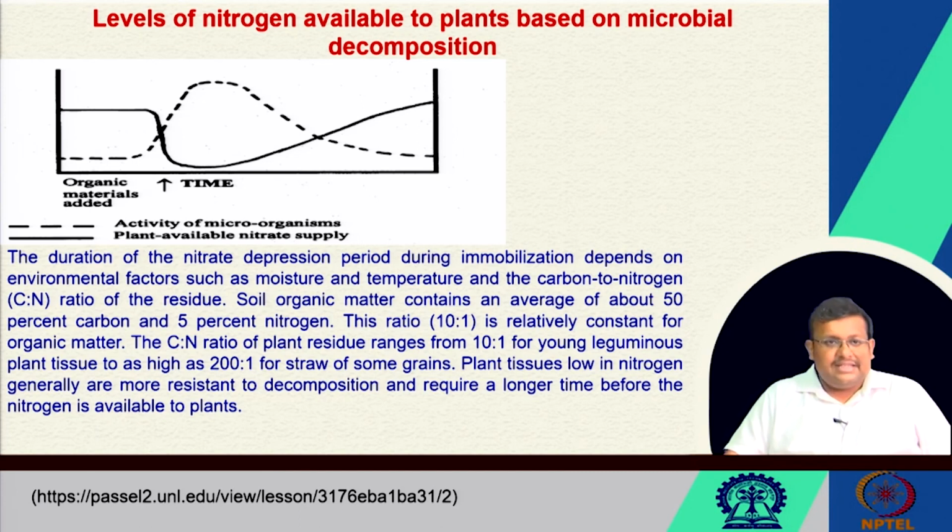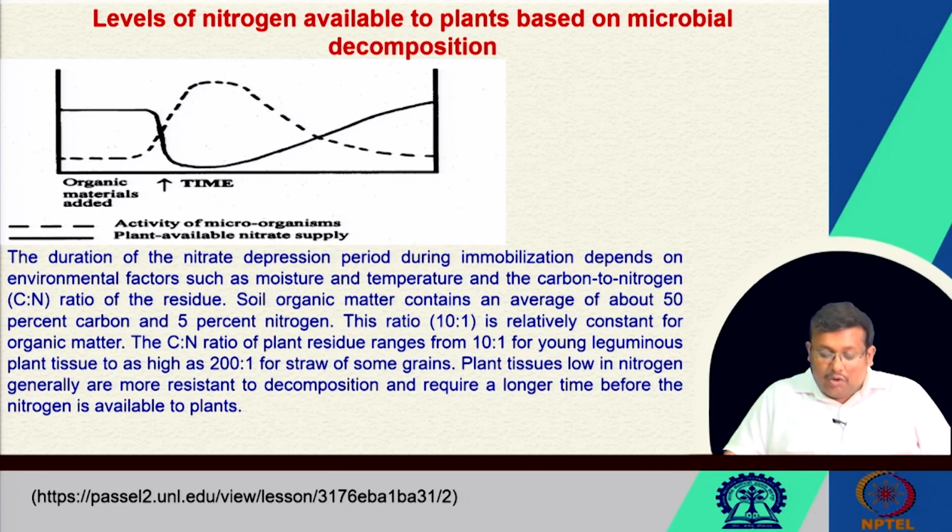And we have already discussed in detail why there is immobilization when there is a high CN ratio. So, remember that soil organic matter contains on average about 50% carbon and 5% nitrogen. So, the CN ratio is 10:1. So, it is relatively constant for organic matter. Now, the CN ratio of plant residue ranges from 10:1 for young leguminous plant tissue to as high as 200:1 for straw or some grains.